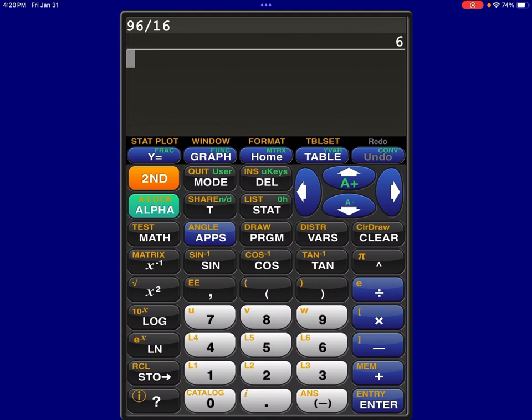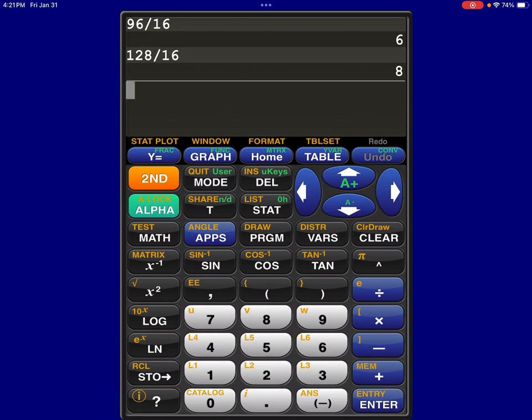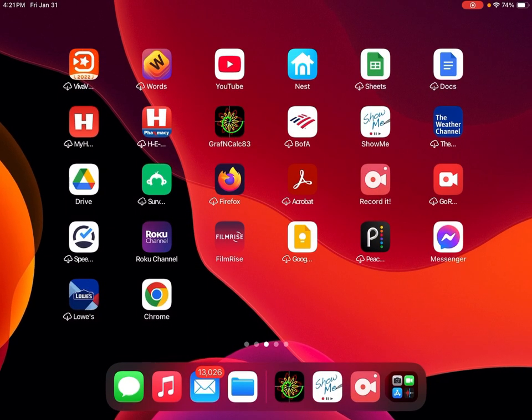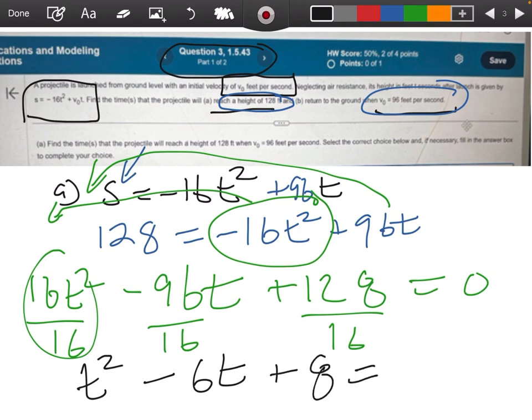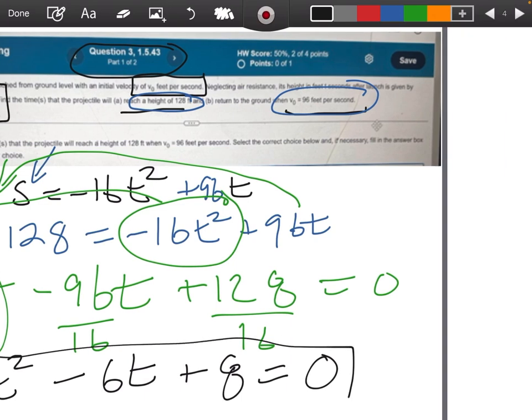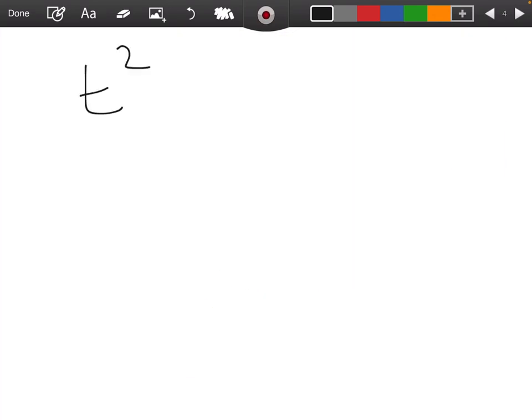96 divided by 16. Does it go in nice and neat? Yes, it does. 128 divided by 16. Does it go in nice and neat? Yes, it does. So excellent. Also, it's going to make our lives easier. This is now going to become a t squared. I believe this went in 6 times, and I believe that went in 8 times. Okay, so now I'm going to write this problem down again on the next page. So t squared minus 6t plus 8 equals 0.